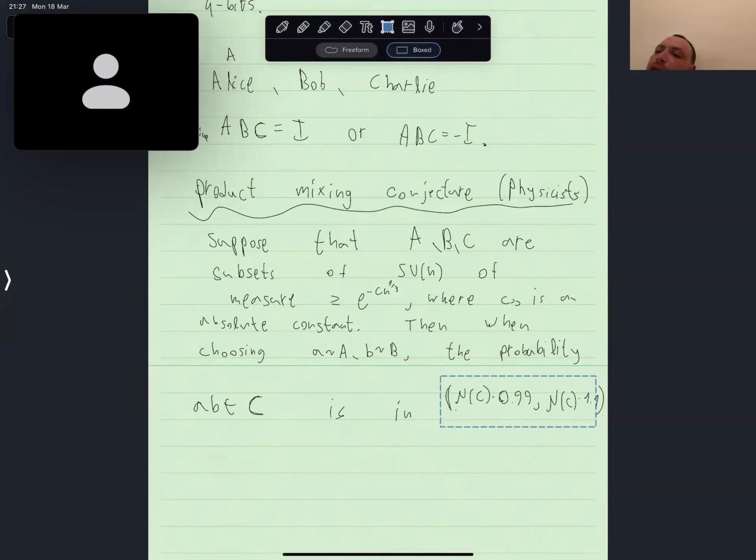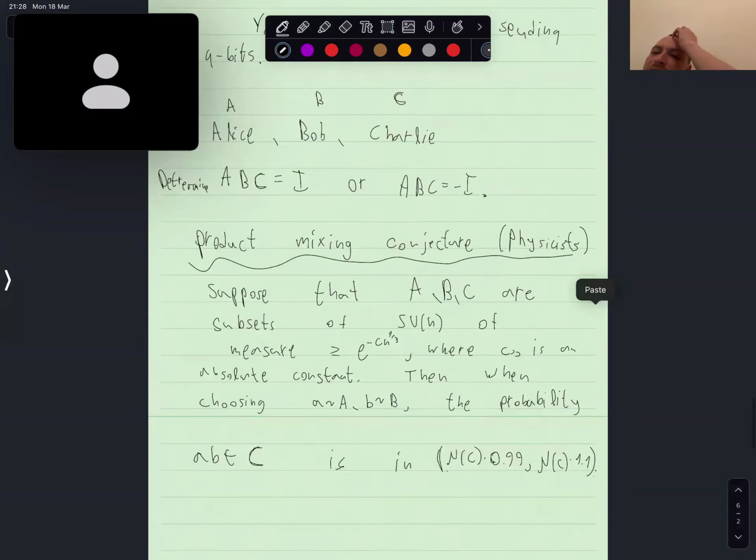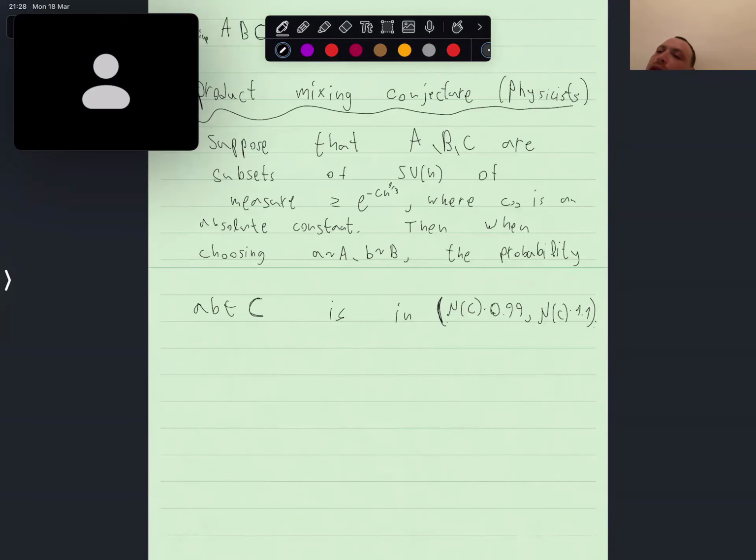basically it implies something much stronger than mixing time 2. So basically it tells you that if you take A out of A and B out of B, their product is mixed. But it's so mixed that even if you ask what's the probability that it is in a tiny set of measure e to the minus c n to the 1/3, the probability is very close to its measure. And here e to the minus c n to the 1/3 is sharp.